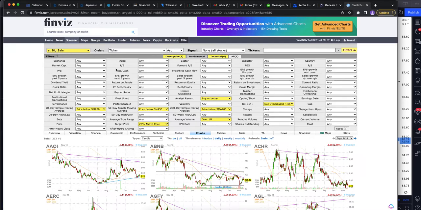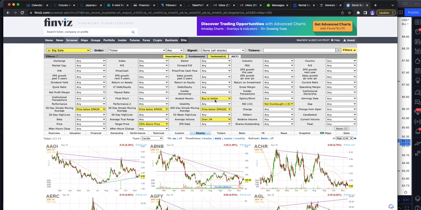We start setting up the screener. So you go to FinViz, click on screener, and then you want to make a filter for yourself. First thing I do is make sure price is below the 20, below the 50, and below the 200. So we clearly know that it's in a bearish market for sure.